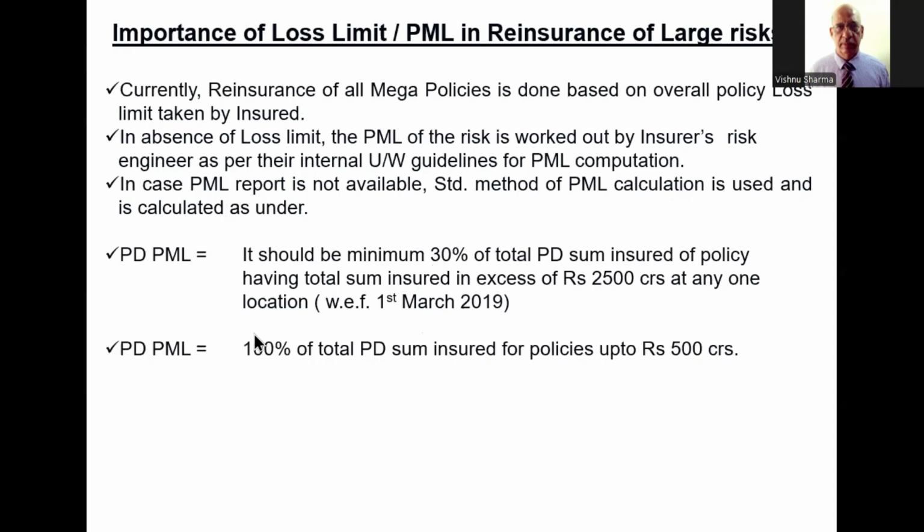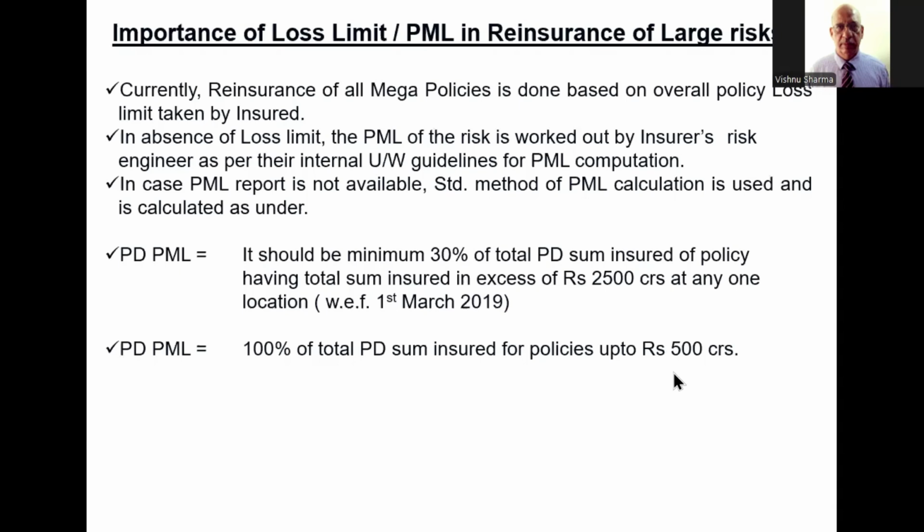Or it is 100% when the sum insured is up to 500 crores. So up to 500 crores, GIC gave their directives that PML is supposed to be taken as 100%. Earlier, what used to happen in a small risk, the PML was reduced drastically, and all bad risks were also underwritten by the companies under the treaty. So this was a compulsion. This was a rule made in order to discourage this practice. So the rule is 30% of PD or 100% of PD sum insured, where the policy sum insured is up to 500 crores, less than 500.